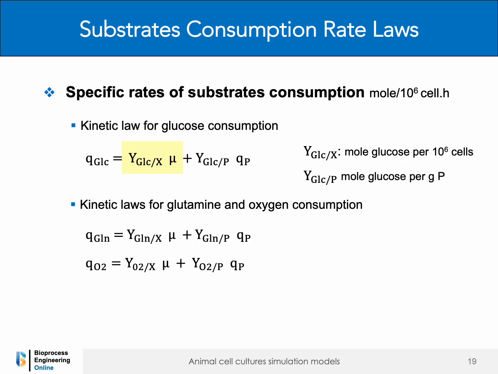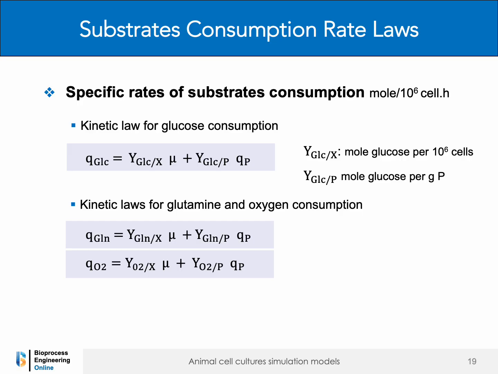million cells produced. The second term is proportional to the specific protein production rate, QP, and represents the glucose required for recombinant protein synthesis. The corresponding stoichiometric coefficient YGLC over P is expressed as the number of moles of glucose consumed per gram of recombinant protein produced. In this tutorial, we neglect the additional glucose consumption associated with cellular maintenance, an assumption that is generally appropriate for batch cultures. The same modeling approach is applied to the other key substrates.